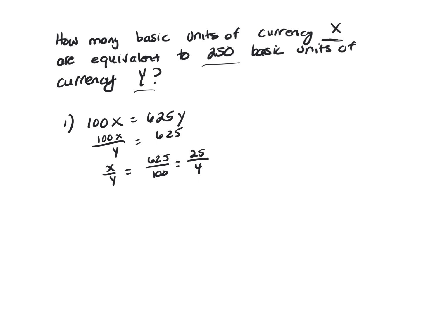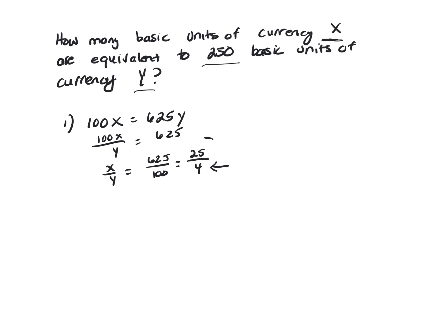So what that means is for every 4 units of Y, that's going to be equivalent to 25 units of X. So how many basic units of currency X?